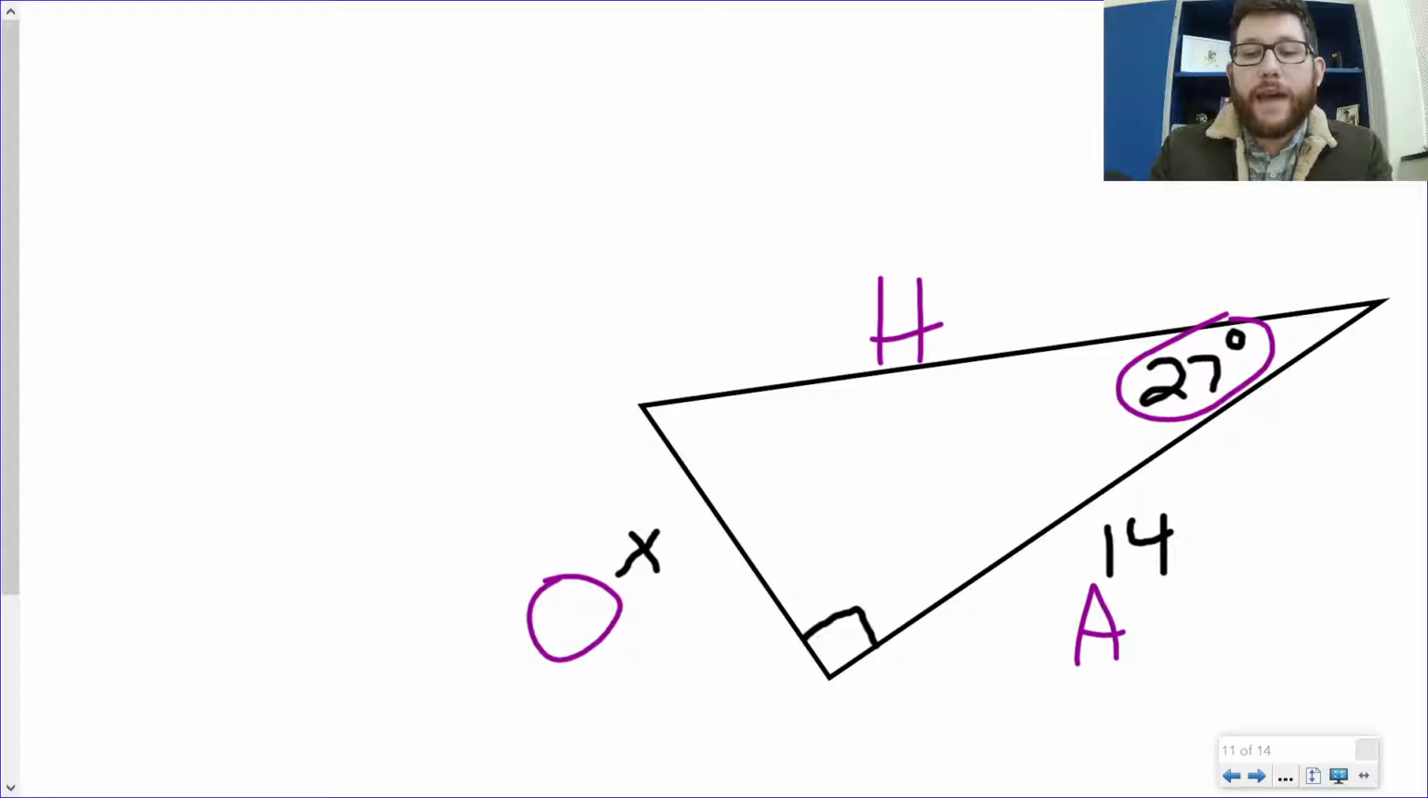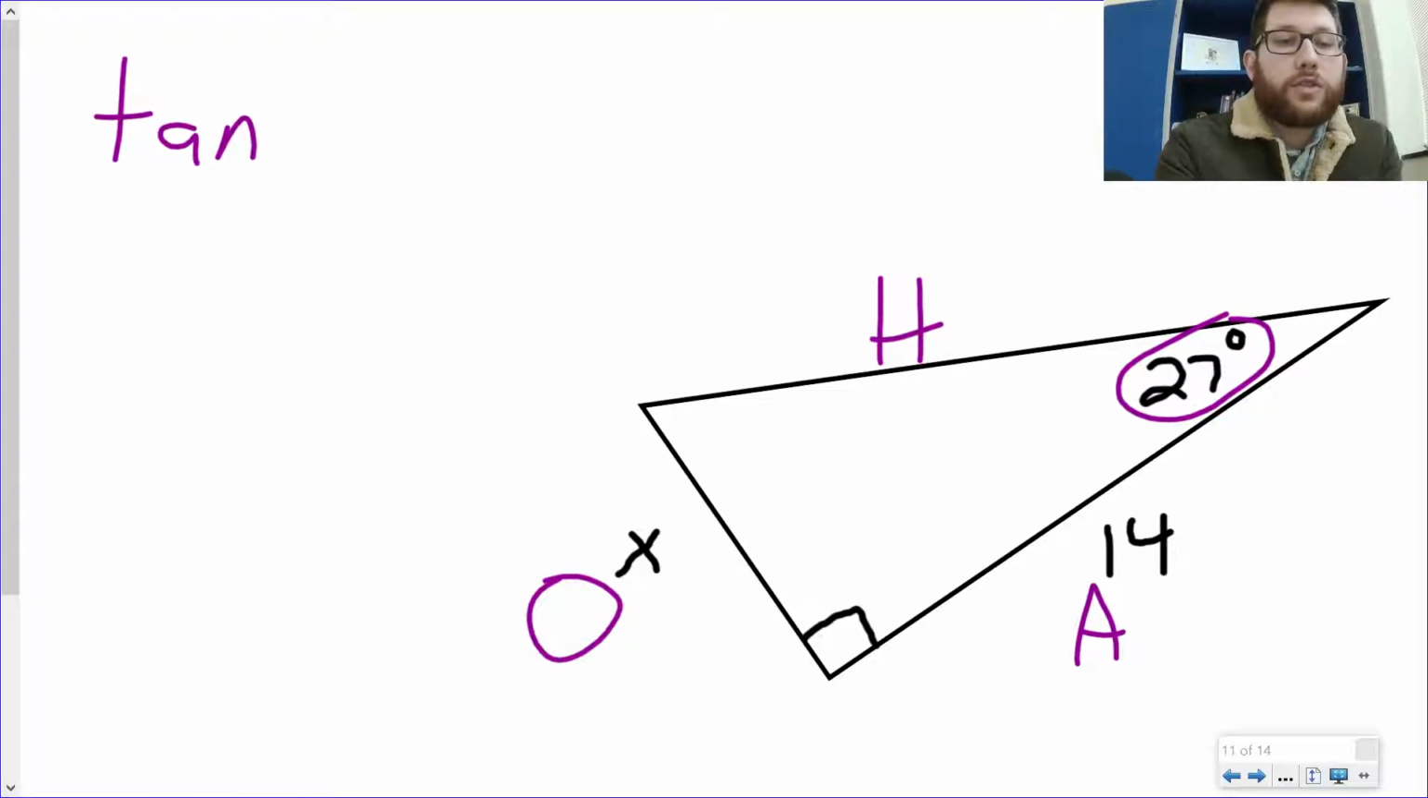Now notice what I have in play here. I've got an O and an A. Those are the two I'm discussing. So this means I'm going to use SOHCAHTOA. TOA means I'm using tangent because that's the one that has O and A in it. So I've got tan 27 is equal to my O side over my A side, or x over 14.